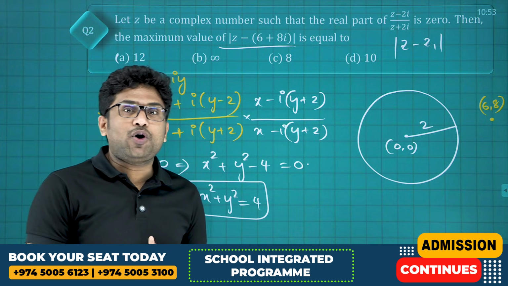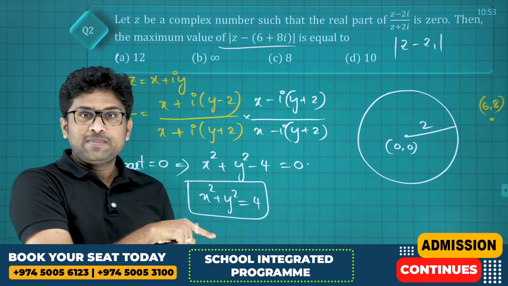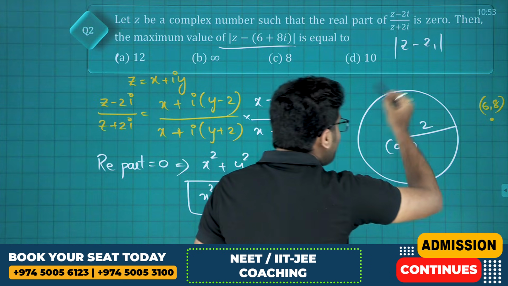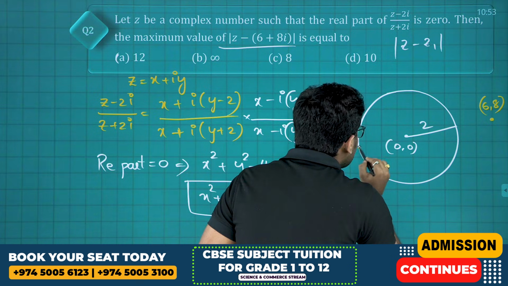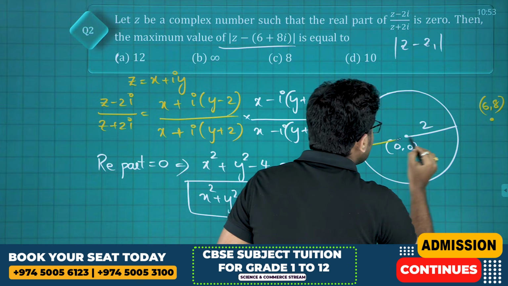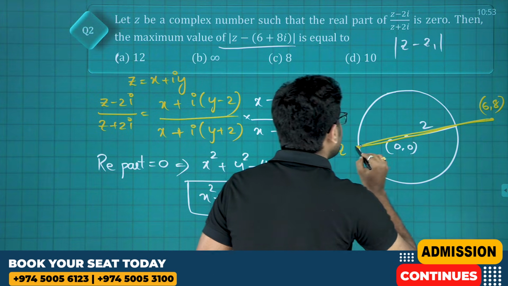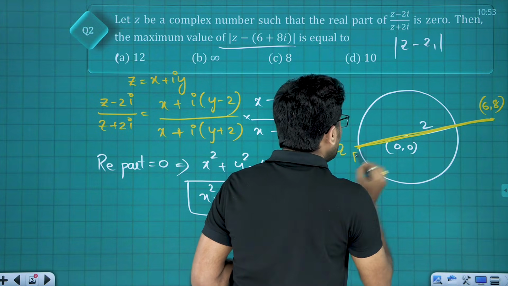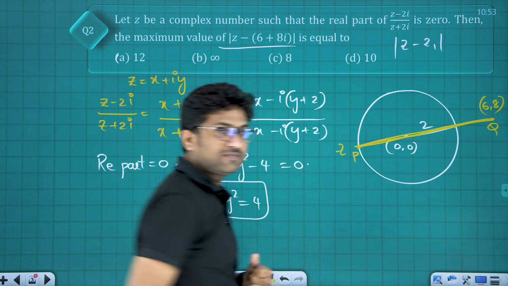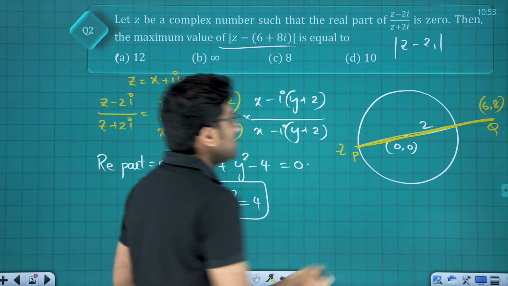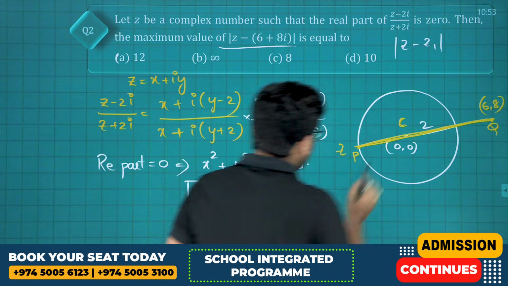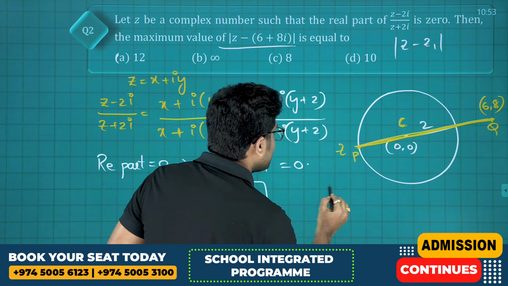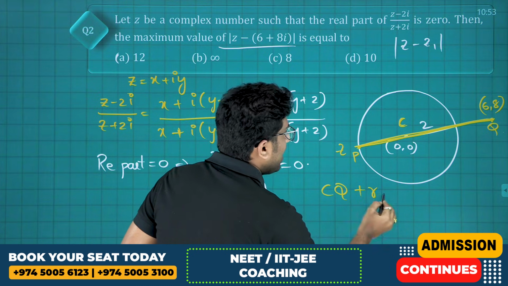Now as z is a point which lies on the circle, when will this distance be maximum? If z lies on the other side. So in this case, this distance PQ will be the maximum distance. What is this distance? This distance is nothing but CQ plus R. So the maximum distance is CQ plus R.